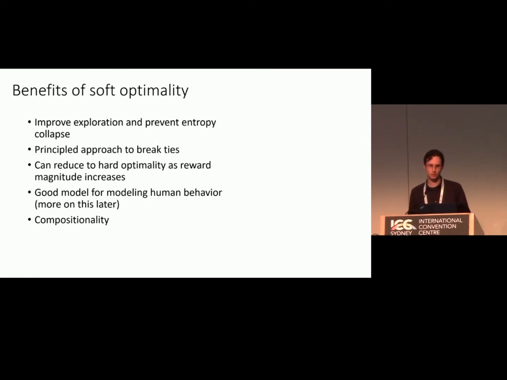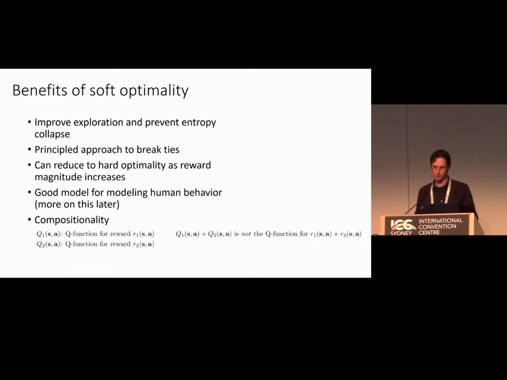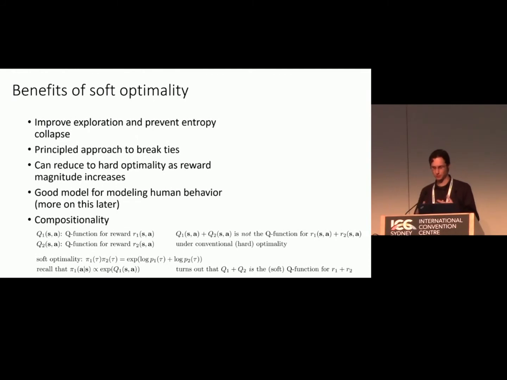Soft optimality also allows you to have compositionality. What I mean by this is that if you have two Q functions for two different reward functions, simply adding those Q functions together is not the optimal Q function for the sum of those rewards under conventional hard optimality. But under soft optimality, Q functions are actually the logarithm of the probability distribution of the action. And if you multiply together two trajectory distributions, that's the same as the exponential of adding together their logarithms. So I won't go into this formally, but it turns out that adding Q functions under soft optimality can allow you to find the optimal Q function for a sum of rewards.